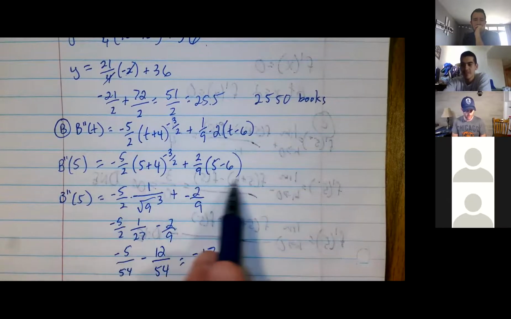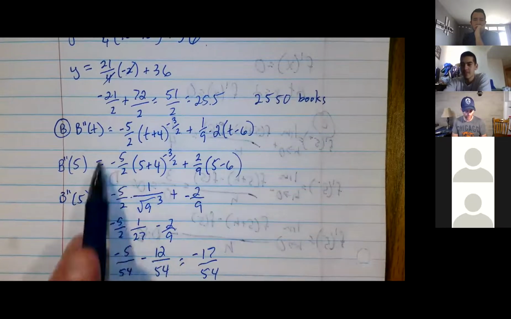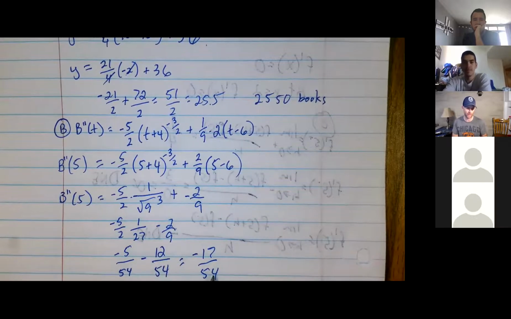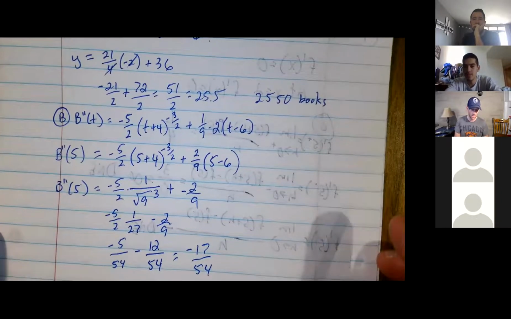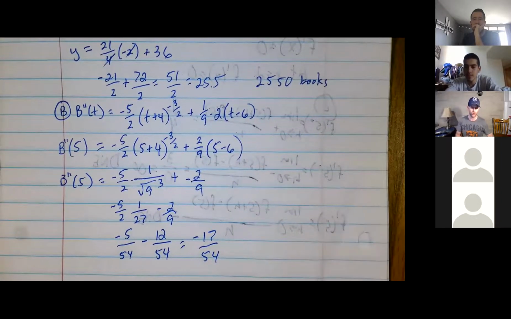Now, of course, like I said, if you leave this alone, it's fine. But if you go from here and you simplify incorrectly, now you don't get that point. So I really urge you guys to leave it alone. But now that's only the second point. The third point says, hold on, David. It says using correct units, interpret the meaning of b double prime of 5.